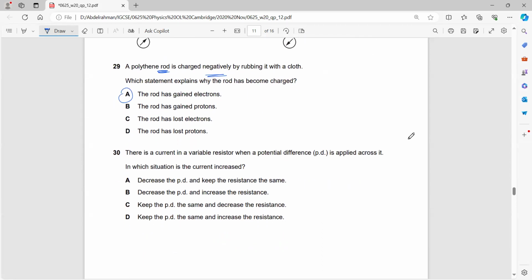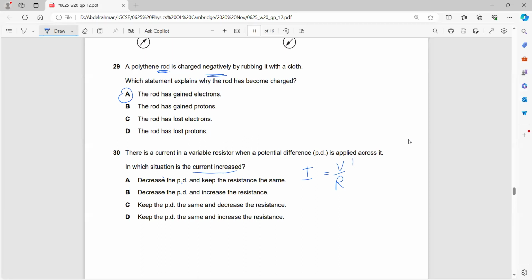There's a current in a variable resistor when the potential difference is applied. In which situation is the current increased? How can I increase the current? Decrease the potential difference and keep the resistance the same. How can I calculate the current? I equals what? I equals V over R.